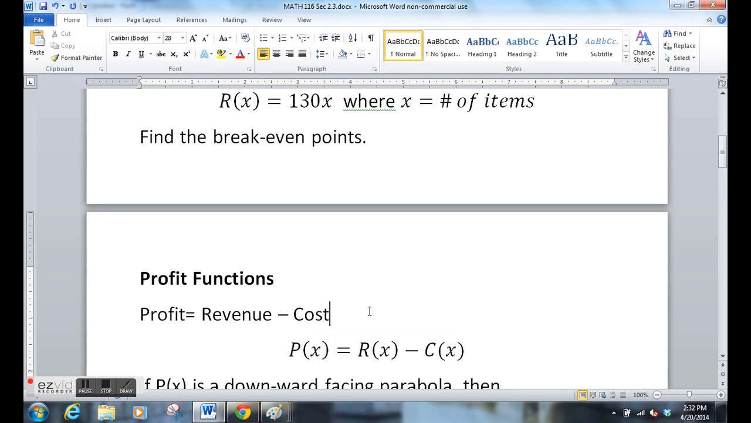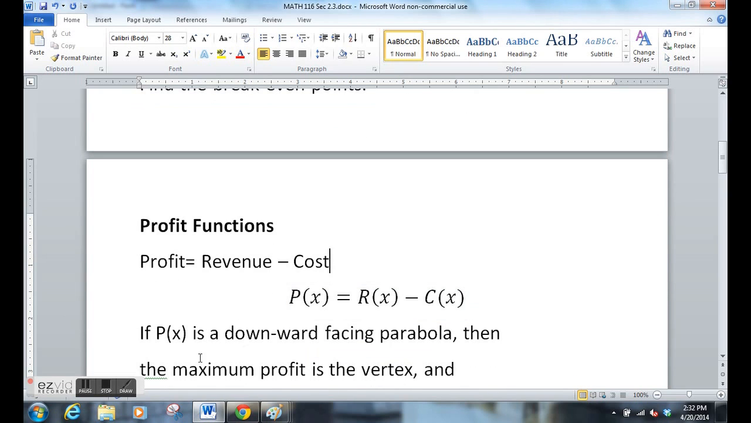If your profit function is a downward facing parabola, then your maximum profit is going to be the vertex, the top point.